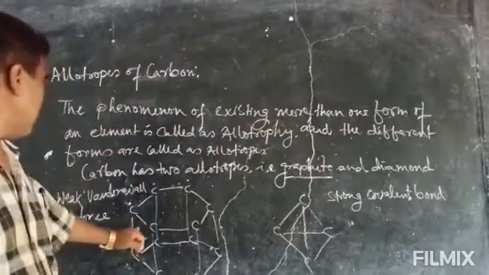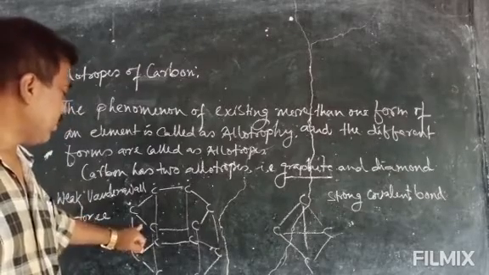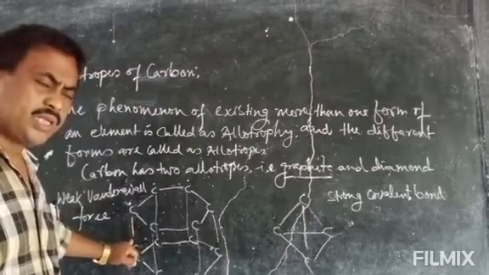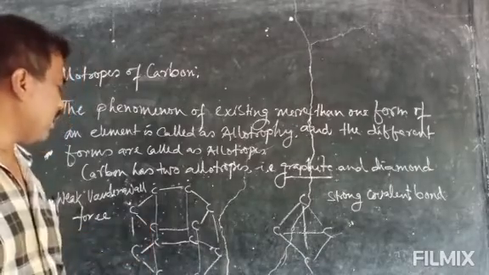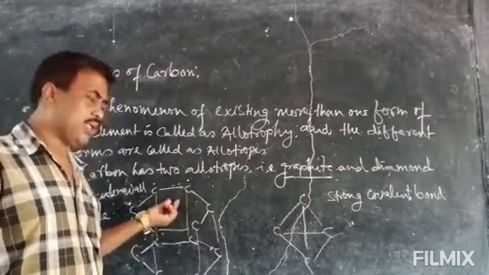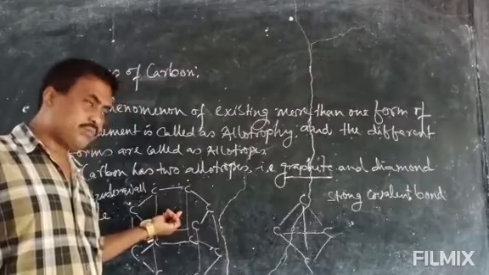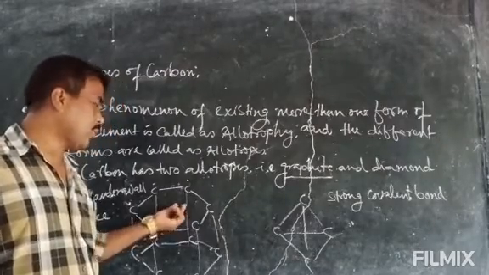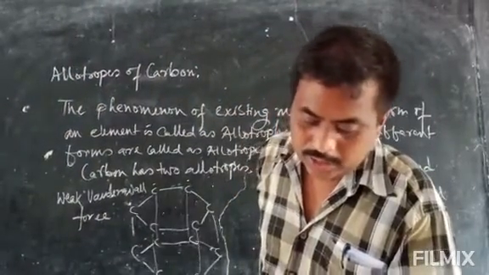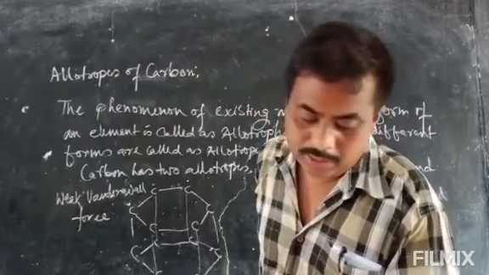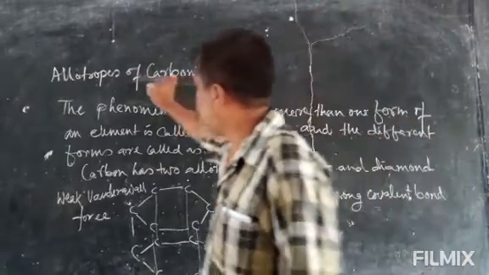Whereas graphite, because of the weak force, easily turns into powder, and so it is slippery. Because of its slippery property, it is used as a lubricant in engines where high energy is required. So this is the difference in properties between diamond and graphite. These are the allotropes of carbon.